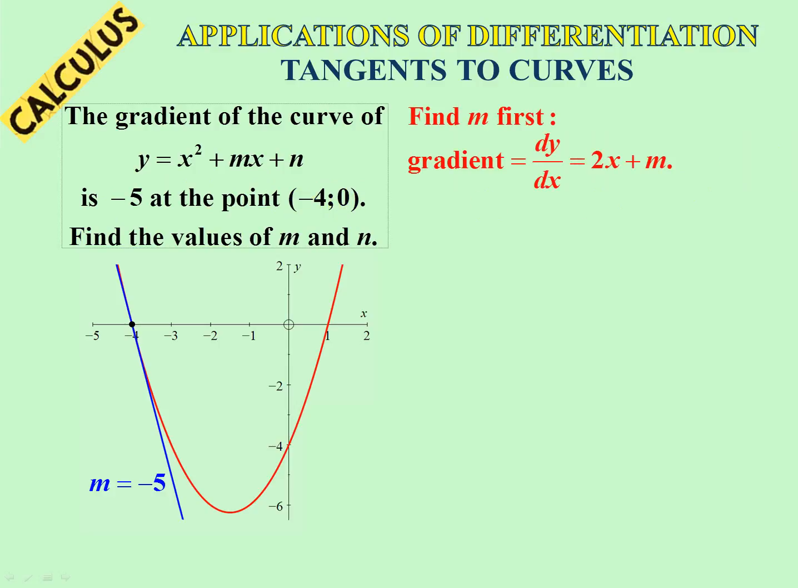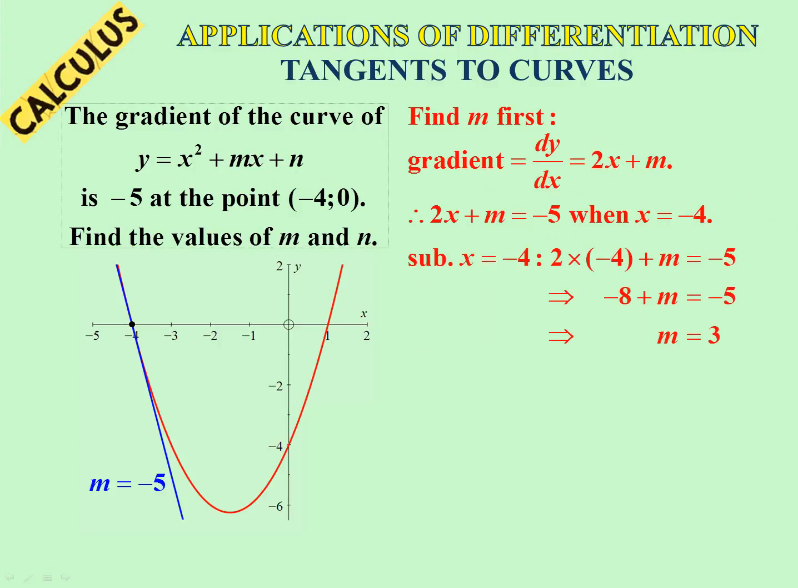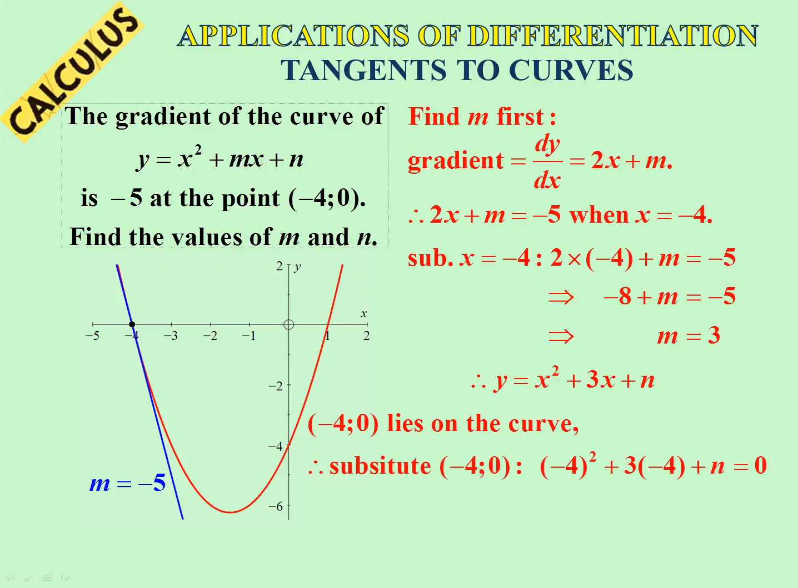So the derivative, which is 2x plus m, is equal to minus 5 when x equals minus 4. Substitute the x value, and we get m equal to 3. We now know m is 3, so we can rewrite this equation with m equal to 3. Now to find the n, remember the other fact? Minus 4, 0 is on the curve. So therefore we can substitute minus 4, 0, and we get n equal to negative 4. Coincidence that it turns out as the same number. Nothing else, no magic.